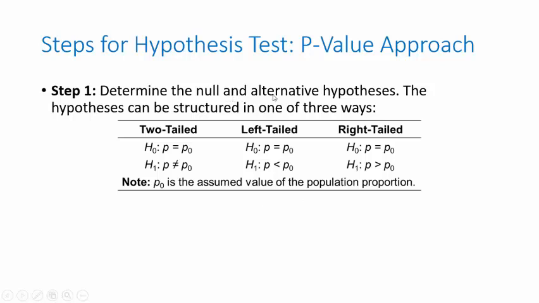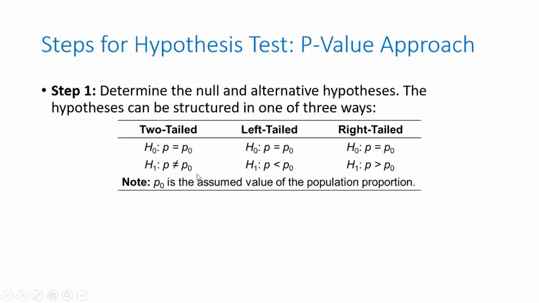The first step is to determine the null and alternative hypotheses. The null hypothesis could always be like p is equal to p0, and it's denoted H0. So H0 is p equals p0. It doesn't matter what kind of test it is, two-tailed, left-tailed, or right-tailed. The null hypothesis will be the same, always with the equal sign.